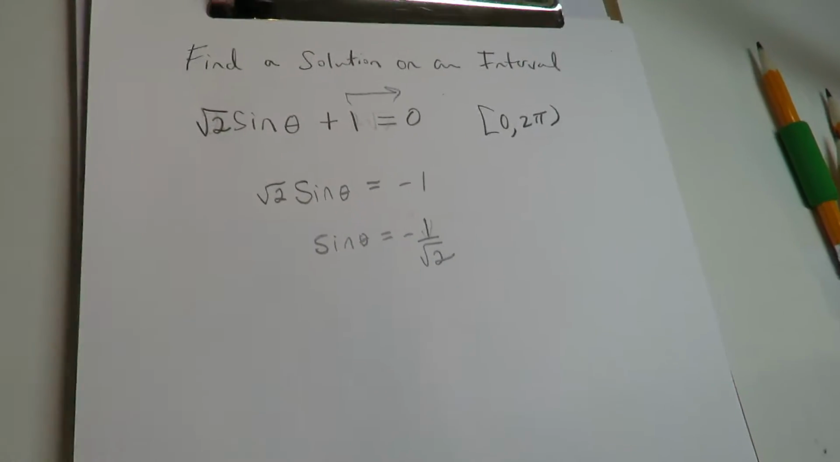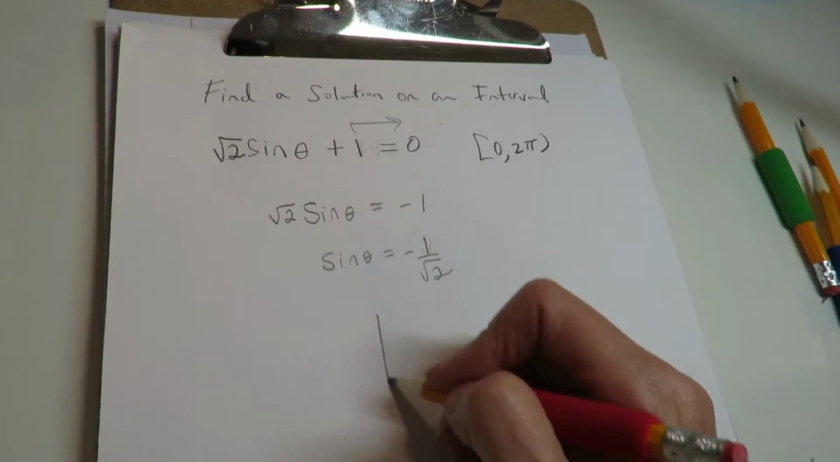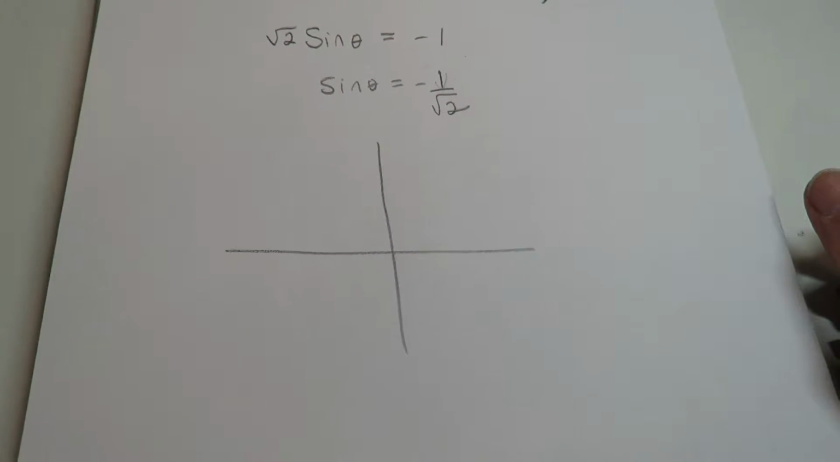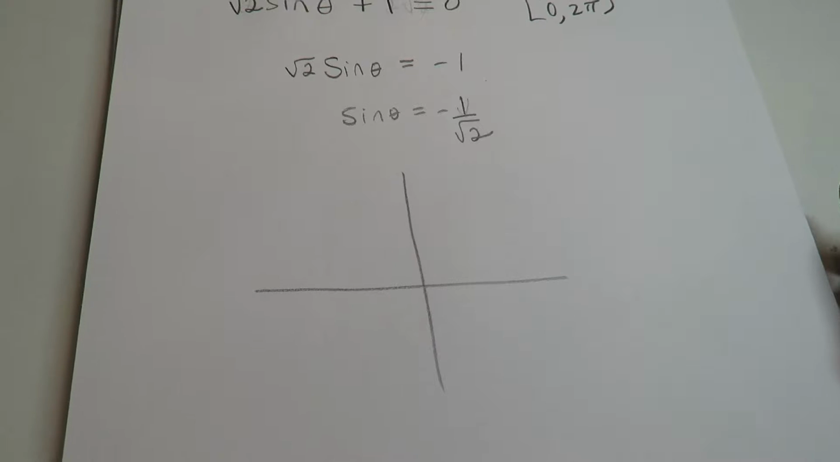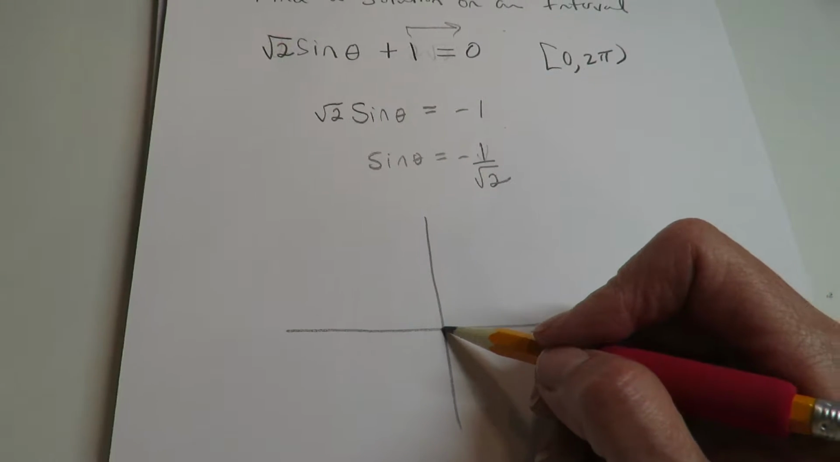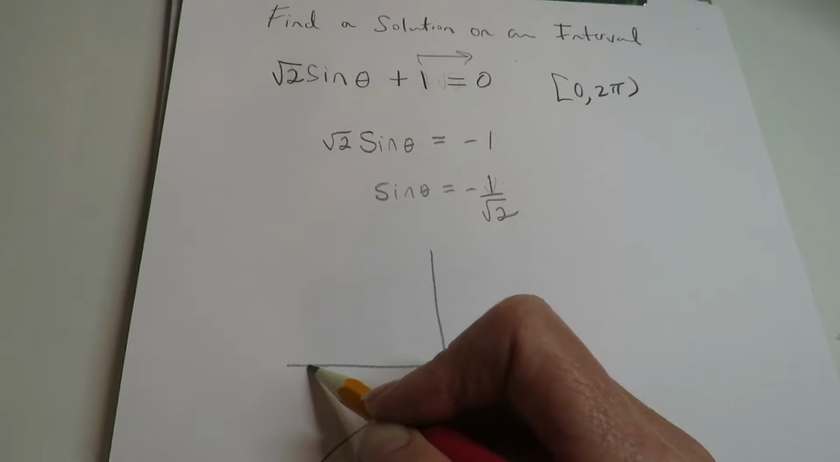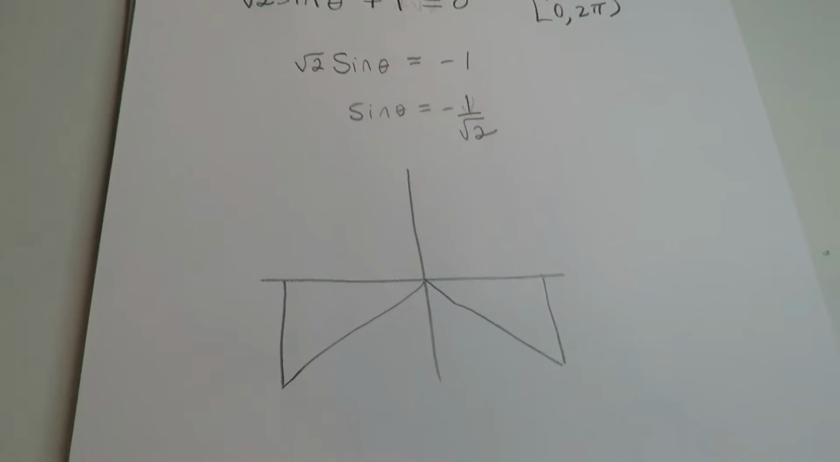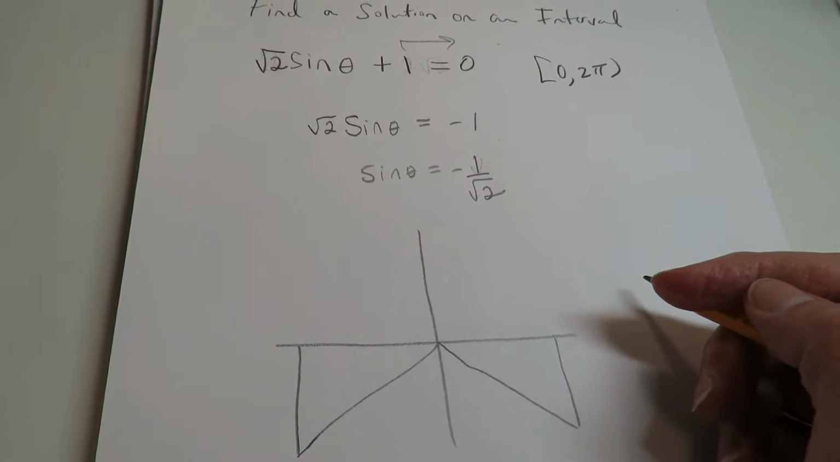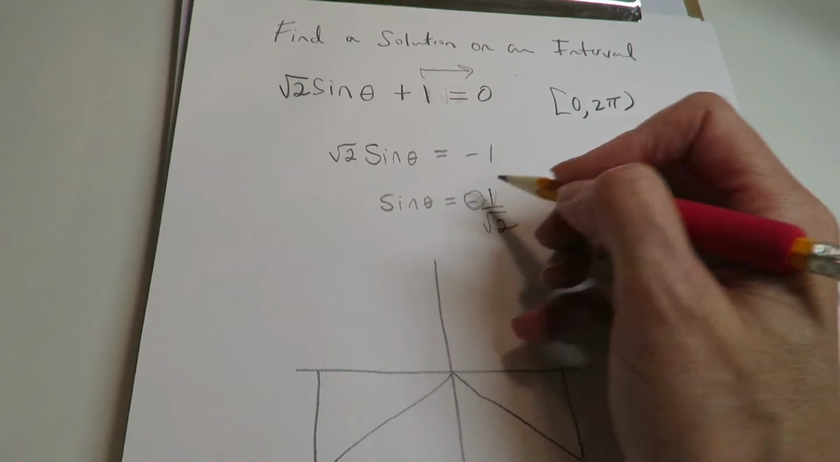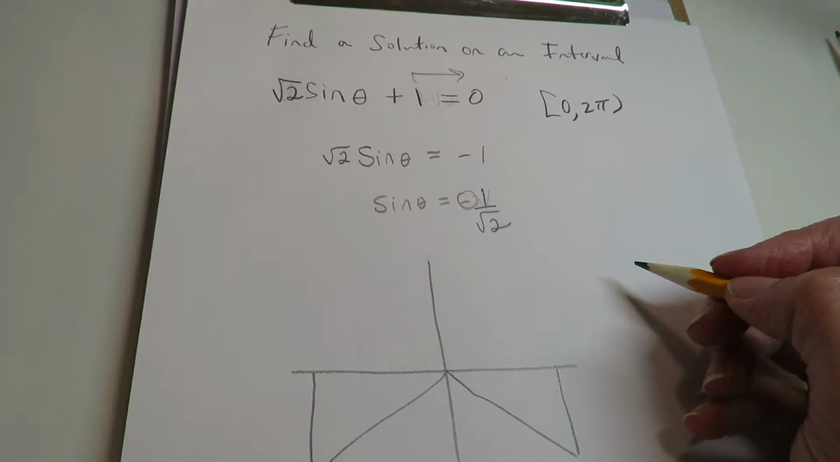Okay, and now we want to figure out what two quadrants are we in. So what two quadrants is the sine negative? Good. It's negative in quadrants 3 and 4. All right, so I make my triangles in quadrants 3 and 4. The negative told me that I'm in quadrants 3 and 4.